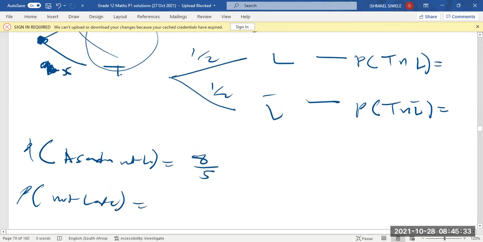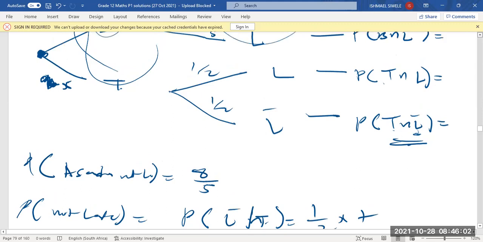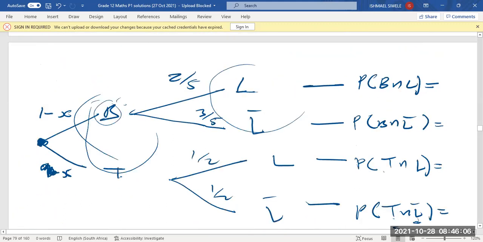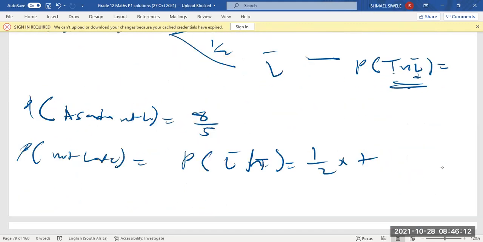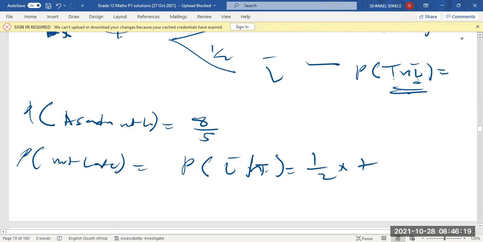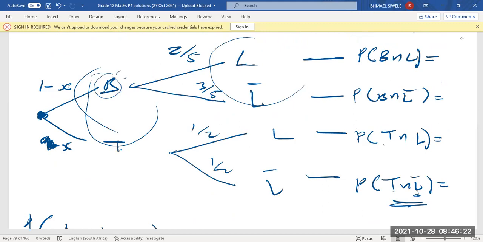Probability of not being late, right? So you see, this is the probability of not being late, provided that she used a taxi. What is it? It is 1/2. So I'm going to say the probability of not being late, provided that she used the taxi, multiplied by X, right? And then plus the probability of not being late, provided that she used a bike, right? And that is, let me just confirm what it is that we have there. Going back, the probability of not being late, provided that she used the bike, is going to be 3/5.